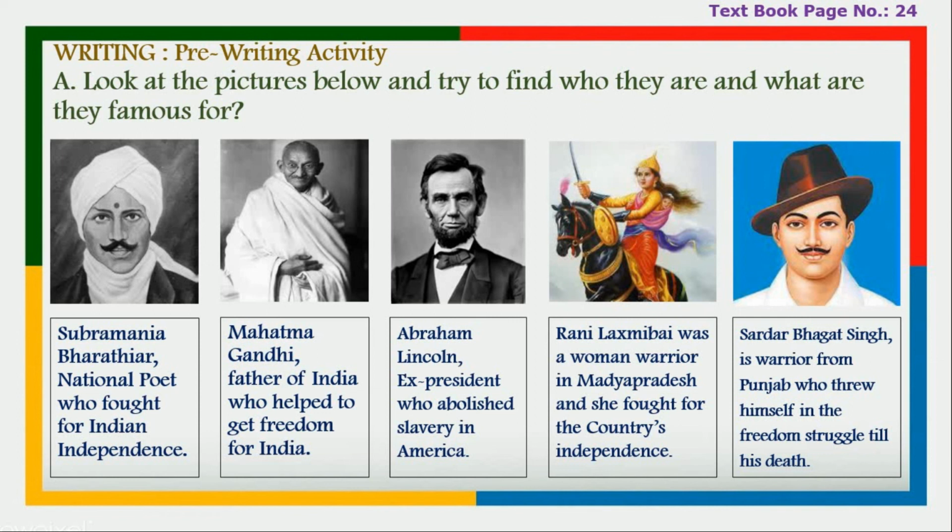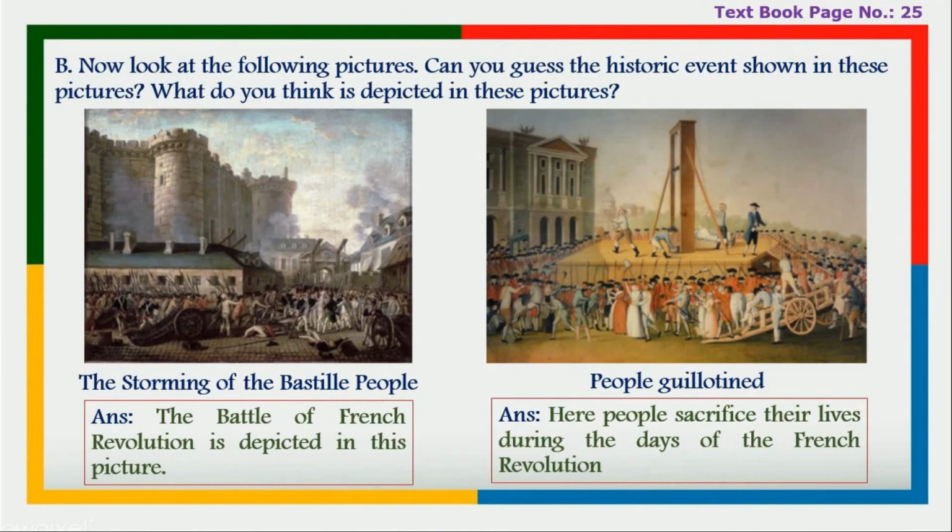Fourth one, Rani Lakshmi Bai was a woman warrior in Madhya Pradesh and she fought for the country's independence. And the last one, Sardar Bhagat Singh is a warrior from Punjab who threw himself in the freedom struggle till his death. Next, in this activity a picture is given.